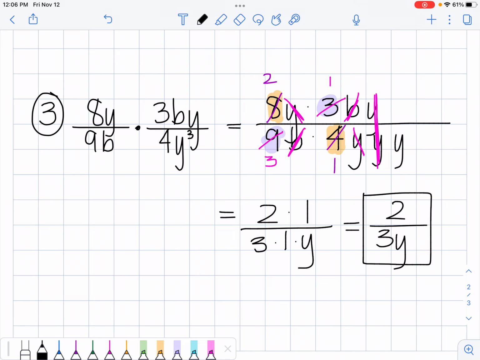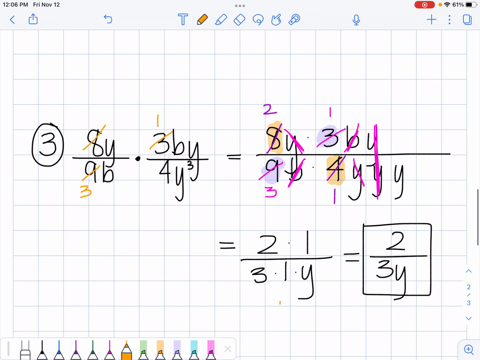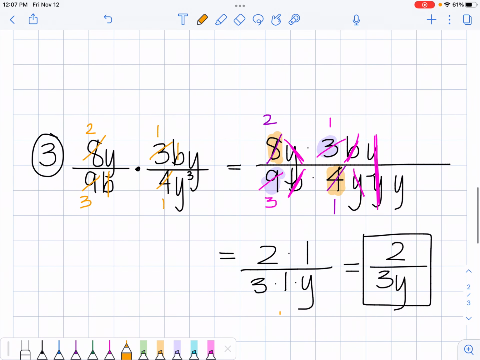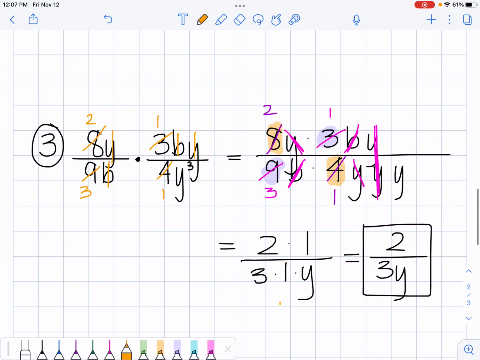If you're going to do it with the not writing it all out method, I'm going to say I know that 3 goes into 9 and 1. And 4 goes into 4 once and 8 twice. I have this b can cancel out with this b. And I have 2 y's on the top, so that can cancel with 2 y's on the bottom. So take these out and I get rid of 2 y's, which would leave me with 1 y.